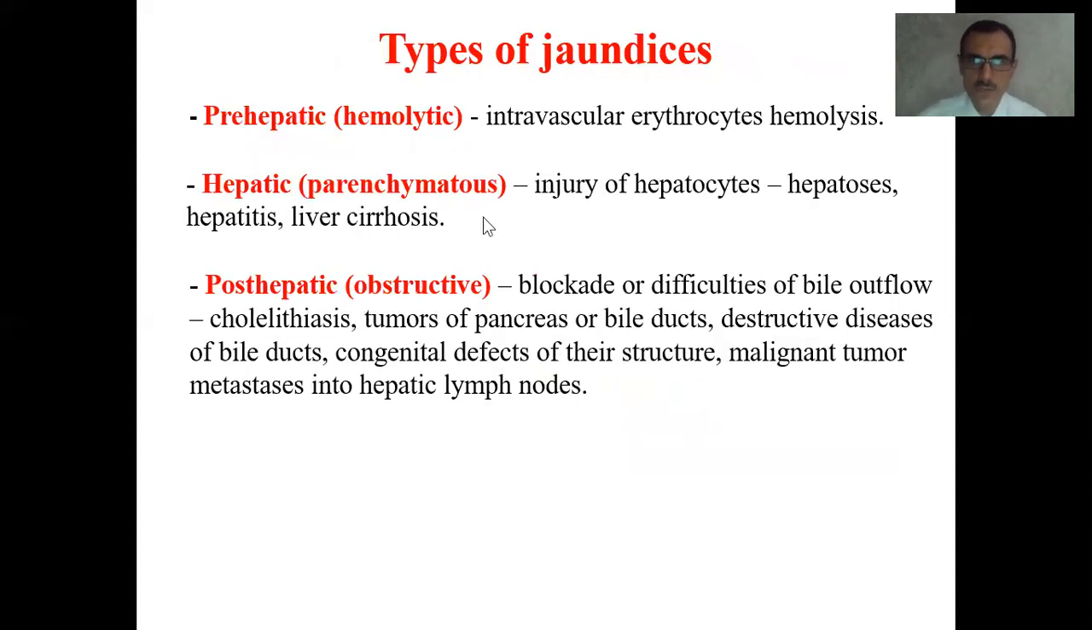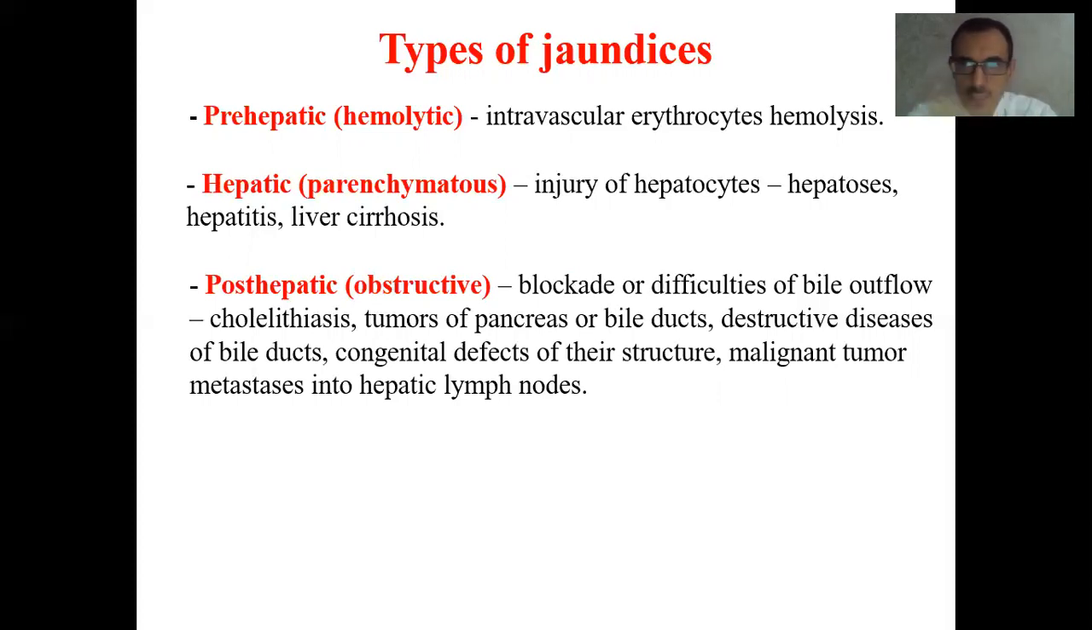There are 3 types of jaundice: the prehepatic or hemolytic, hepatic or parenchymatous, and post-hepatic or obstructive. Prehepatic jaundice results from hemolysis of the red blood cells inside the blood vessels, intravascular. Second type, the hepatic parenchymatous, occurs during injury of the hepatocytes.